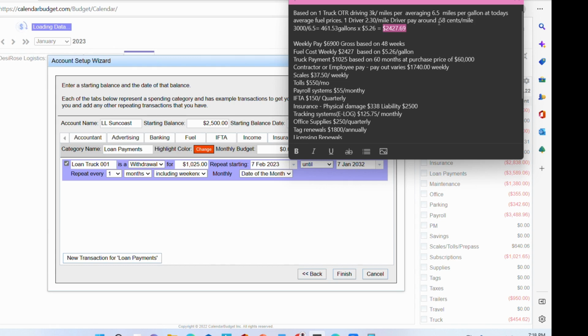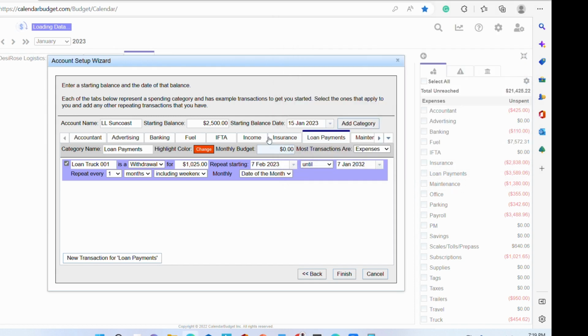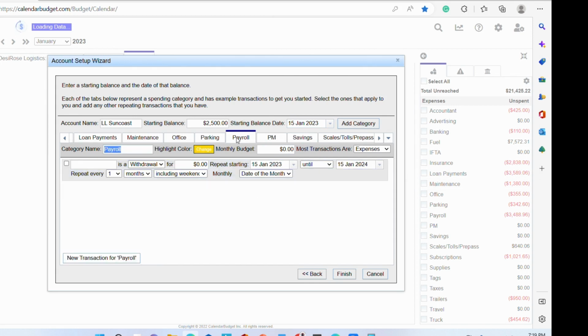So this is 58 cents a mile. You may be in a region where it's much higher or lower, but I'm just doing this so that you can see how we put this together. So I do that 3,000 multiplied by 58 cents, and that's where I got $17.40. And we're going to pay the driver weekly. Now for this one, I like to put it under payroll. If you don't have a payroll, go ahead and add it.